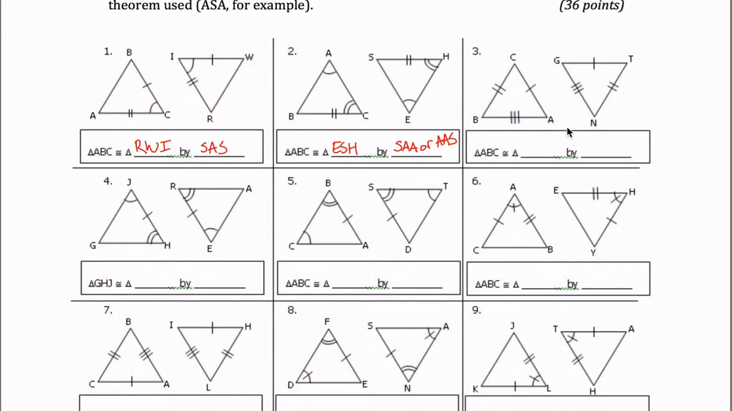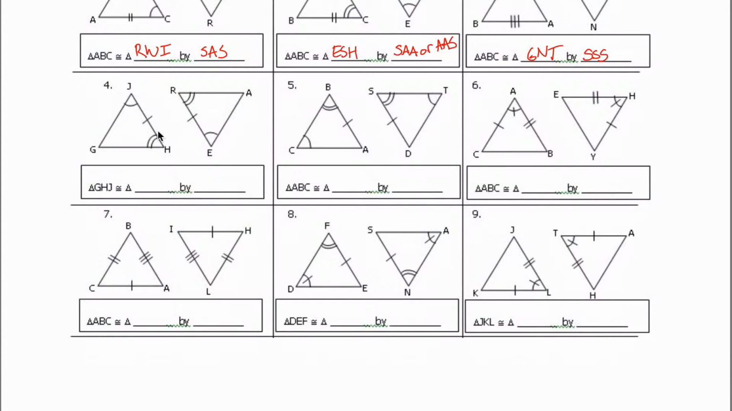And then for 3 here, it looks like I got all 3 sides. So my congruence is side, side, side. And A goes to B, goes to C. So I start between the 1 and the 3, in other words, at G here. And then I go across the 3 to N. And then that leaves me with T.